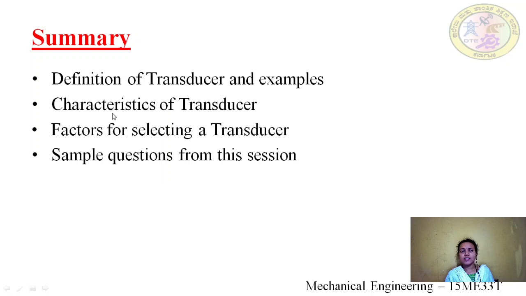Next we saw the characteristics of a transducer. We saw some characteristics a transducer should possess. In that we saw good repeatability, good reliability, high sensitivity, and it should be of low cost. Next we saw the factors needed for the selection of a transducer. We saw nature of measurement to be made, and some mechanical input characteristics such as linearity, mechanical hysteresis and creep. We saw loading effect, transducer capability, environmental factors, and economical conditions.